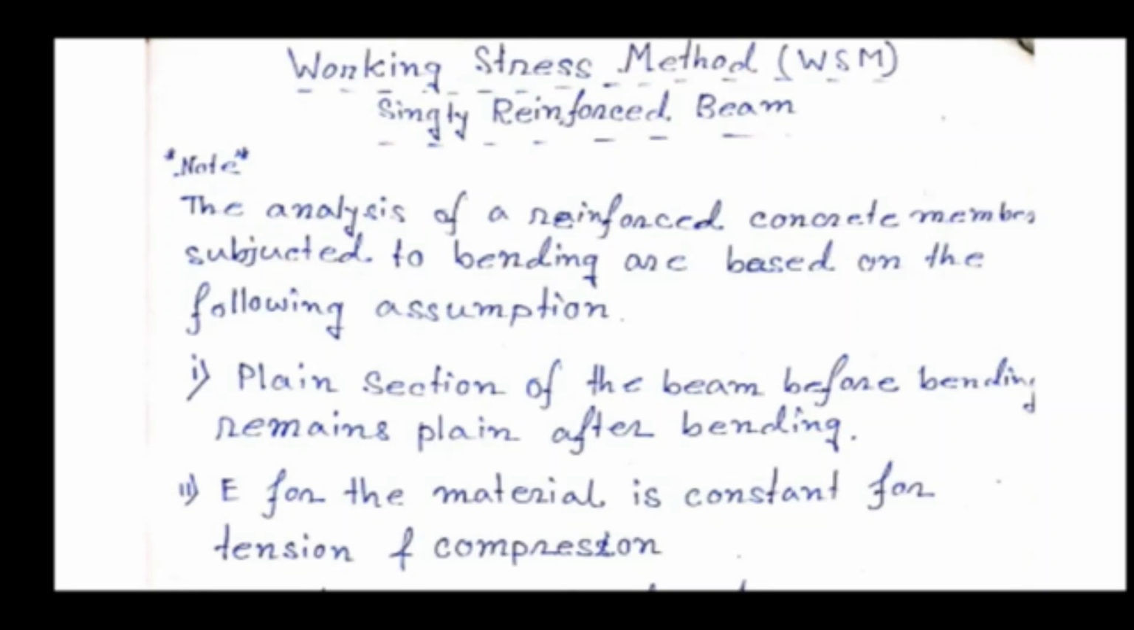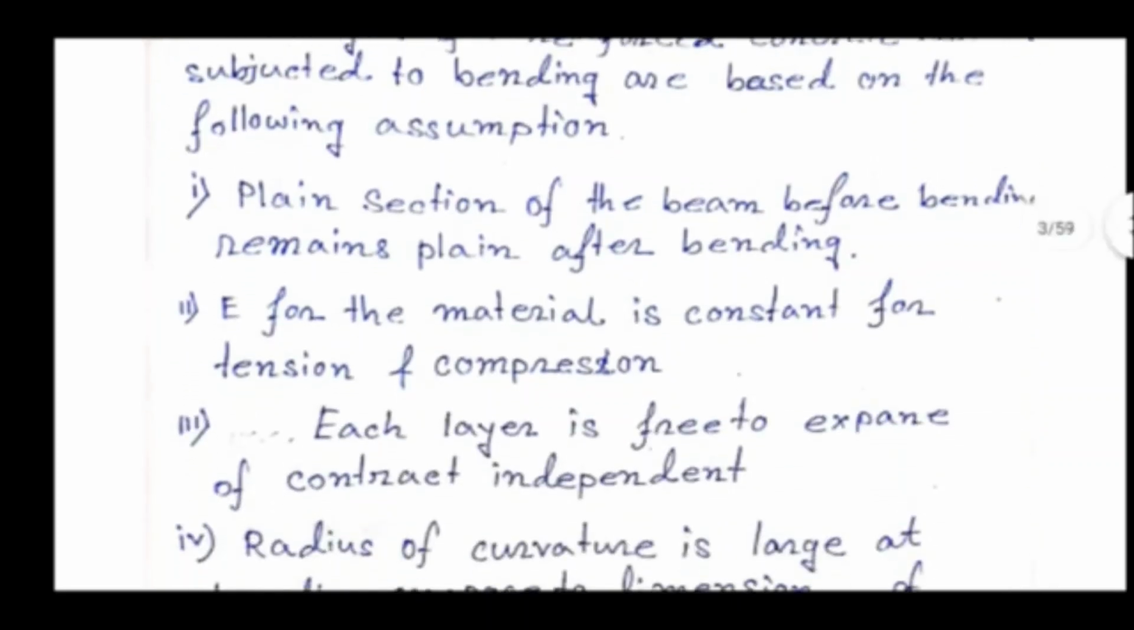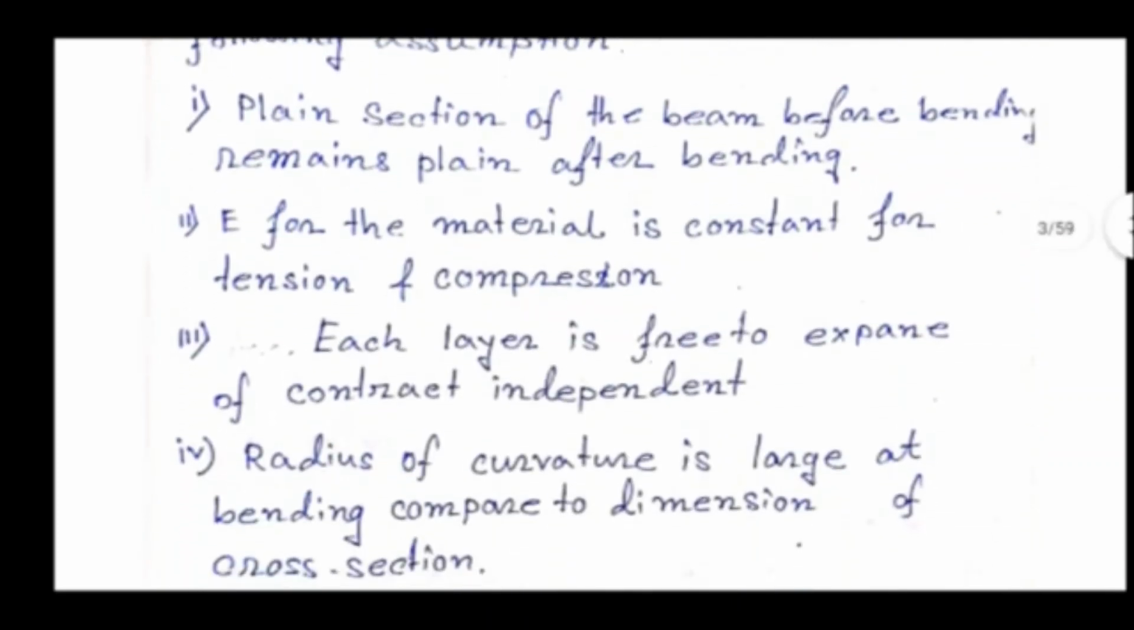First assumption is plane section of the beam before bending remains plane after bending. Second assumption is E, modulus of elasticity for the material, is constant for tension and compression. Number 3, each layer is free to expand or contract independently. Number 4, radius of curvature is large at bending compared to dimension of cross section.